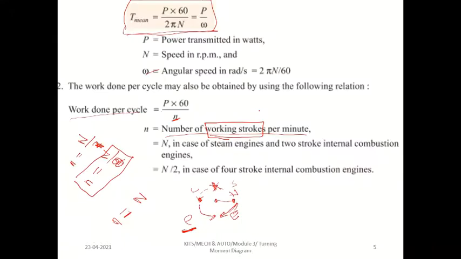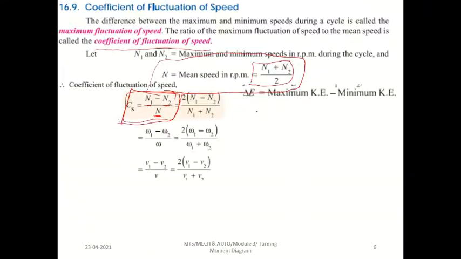So maximum fluctuation of energy equals maximum kinetic energy minus minimum kinetic energy. For that, the formula is I omega square times coefficient of fluctuation of speed. I omega square coefficient of fluctuation of speed. Instead of I we can write m k square.